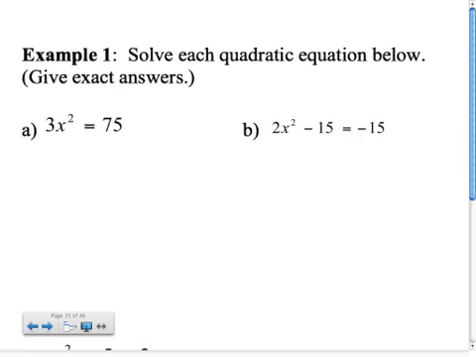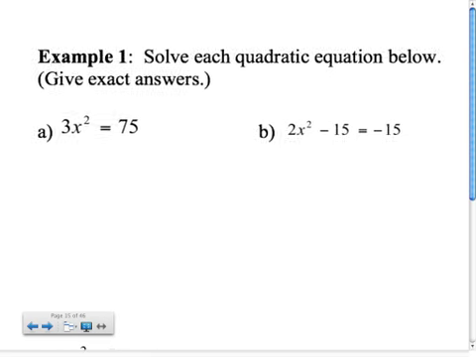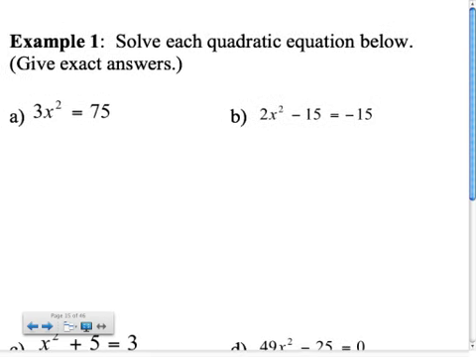All right, so here's what we're looking at. If we want to solve this, the good news is I only have one x squared in the problem, so I can solve this pretty simply. If I divide by 3 on both sides first, cancel, I get x squared equals 25, and now I've got to get rid of the squared, so I take the square root.